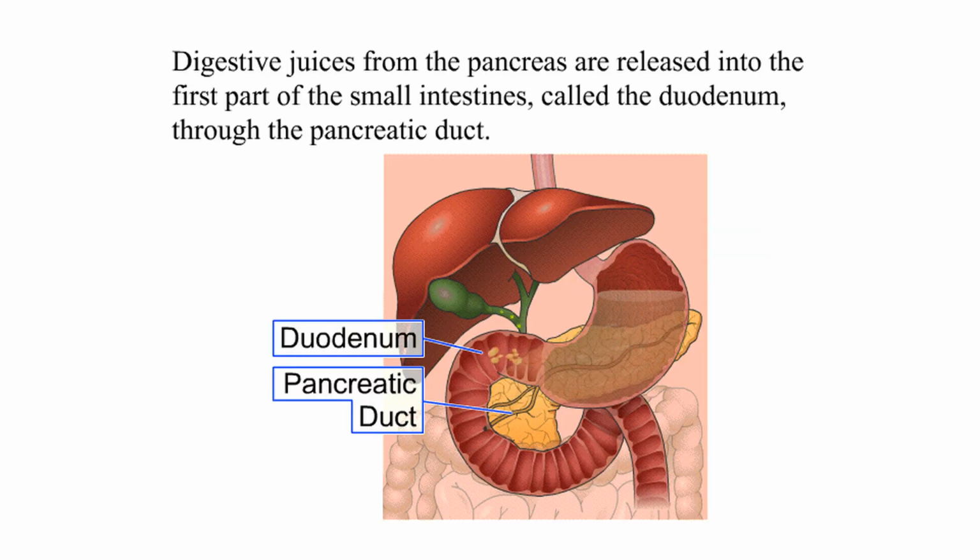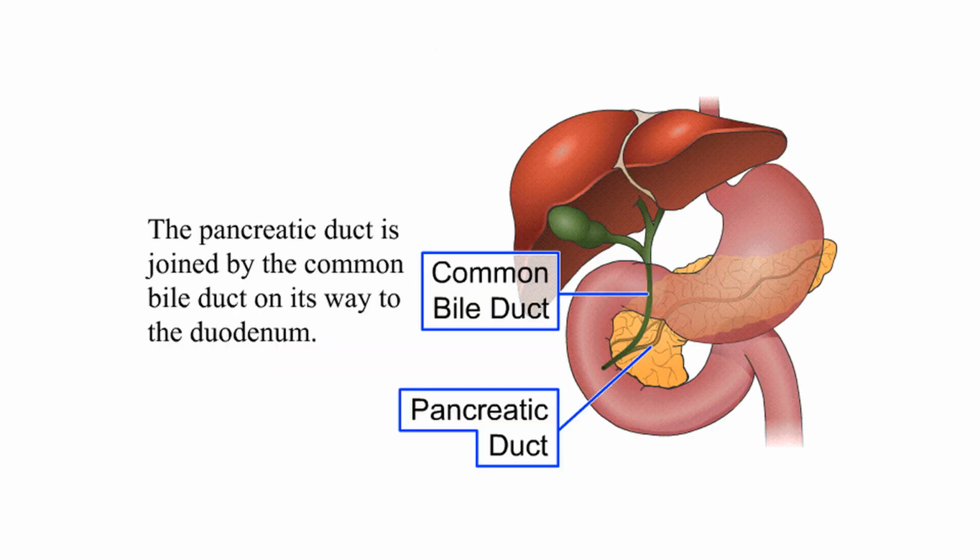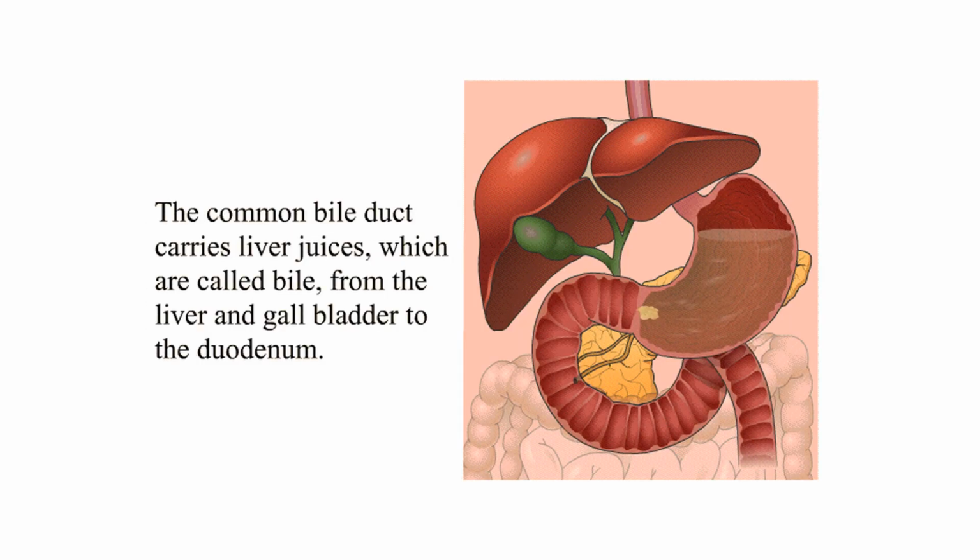Digestive juices from the pancreas are released into the first part of the small intestines called the duodenum through the pancreatic duct. The pancreatic duct is joined by the common bile duct on its way to the duodenum. The common bile duct carries liver juices, which are called bile, from the liver and gallbladder to the duodenum.